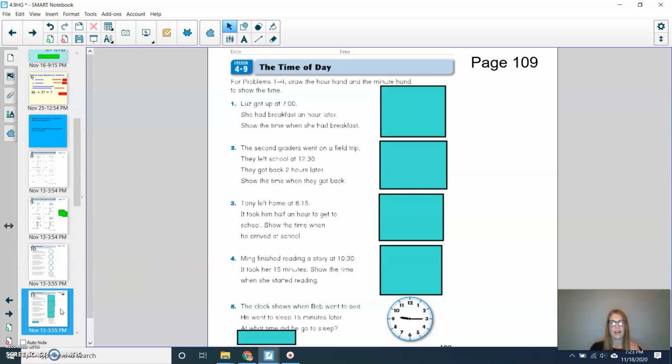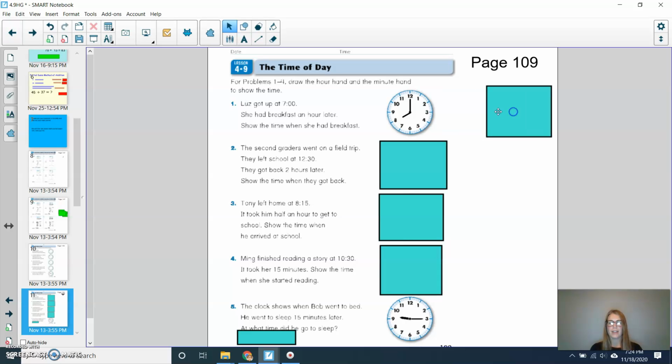All right, second graders, I'll read the questions to you, and if I'm ever going too fast, please pause as often as needed. So in our first clock, we have Luz, and she got up at 7 o'clock. She ate breakfast an hour later. Show the time when she ate breakfast. So I need to think 7 o'clock plus 1 more hour, and you should have had 8 o'clock. So notice how my hour hand is on the 8 and my minute hand is on the 12.